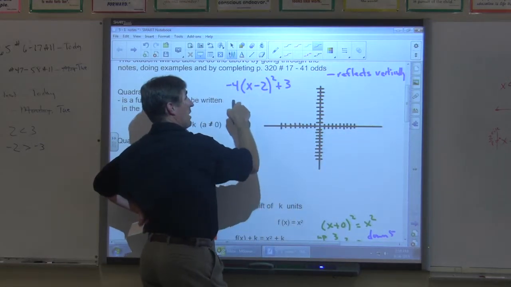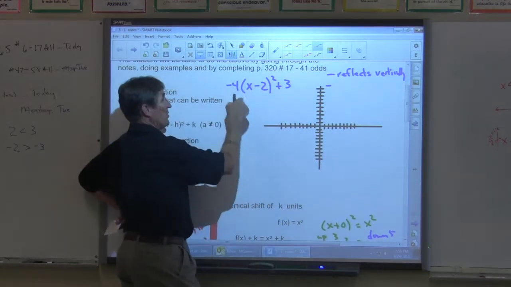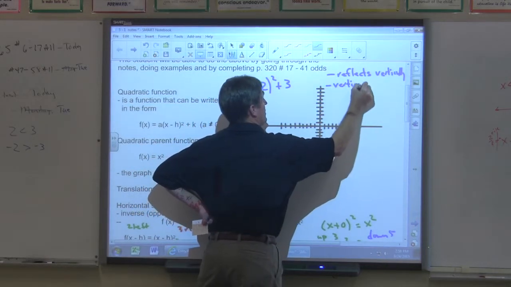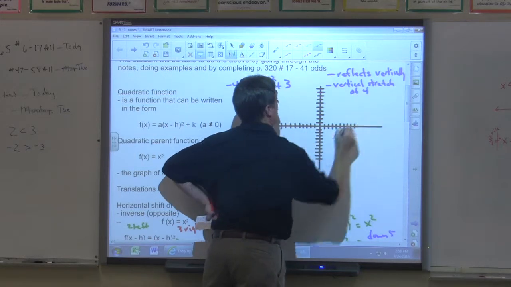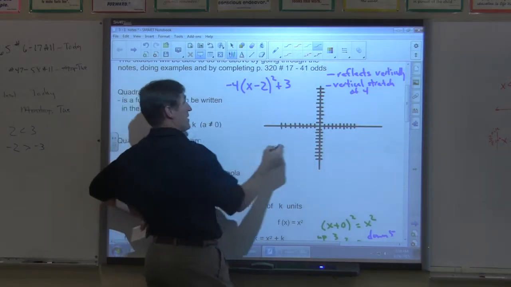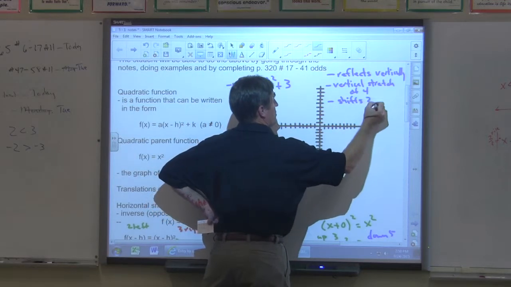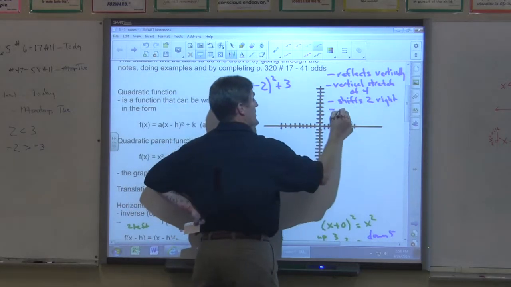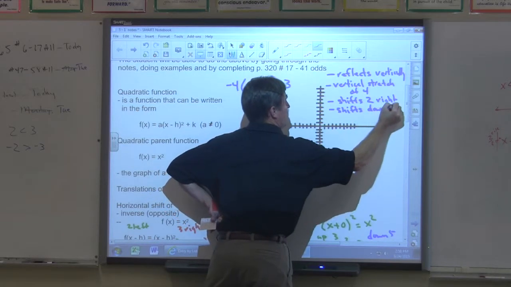The 4 is multiplied, so it's outside, so it stretches because it's greater than 1. Remember, it's absolute value, so the absolute value of negative 4 is 4. So that's a vertical stretch of 4. Minus 2 is inside, so it's horizontal, and it's the inverse of what it says. So it shifts 2 right, or right 2. And the plus 3 shifts down 3.